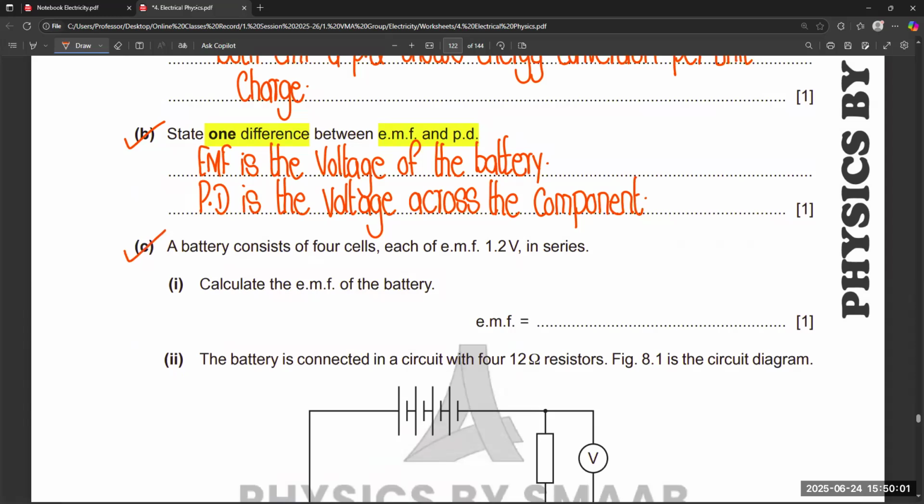And a battery consists of four cells, each of EMF 1.2 volt in series. Calculate the EMF of the battery. So we know that in series combination, we have to add them. So 1.2 multiplied by 4. So that will give you the EMF of 4.8.